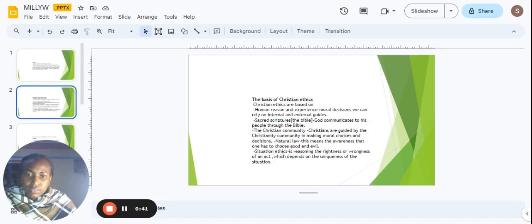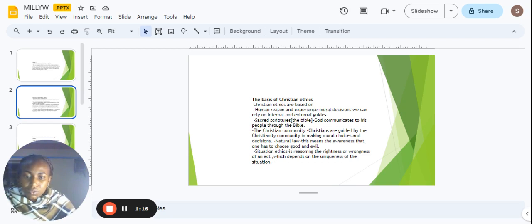Let's look at the basis of Christian ethics. We have human reason and experience, where these are the moral decisions we can rely on, internal and external guides. We have sacred scriptures, that is the Bible, where God communicates to his people through the Bible. We have the Christian community, where Christians are guided by the Christian community in making moral choices and decisions. We have the natural law. This means the awareness that one has to choose good and evil.